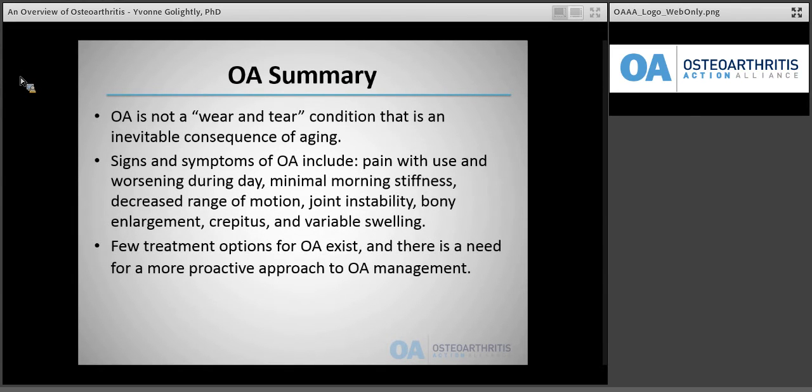And OA is not simply a wear and tear disease, and it is not an inevitable consequence of aging. Signs and symptoms of OA include pain when using the joint, pain that worsens throughout the day, some morning stiffness, although it's minimal, decreased range of motion, joint instability, bony enlargement, crepitus or grinding of the joint, and variable swelling. And there are few treatment options for OA at this time, and there is a need for a more proactive approach to osteoarthritis management.